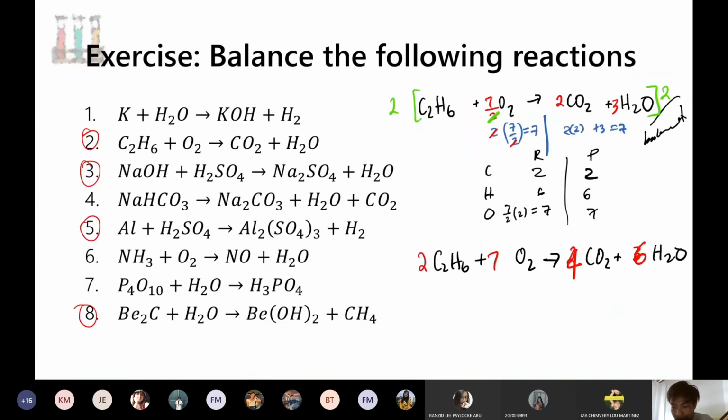So, that's the use ng technique natin. So, yan, balancing combustion reactions. Kung alam nyo na yan, edi better. Pag hindi pa, ngayon lang na-discover, ayan siya. So, gamitin ng maigi na lang. Okay?